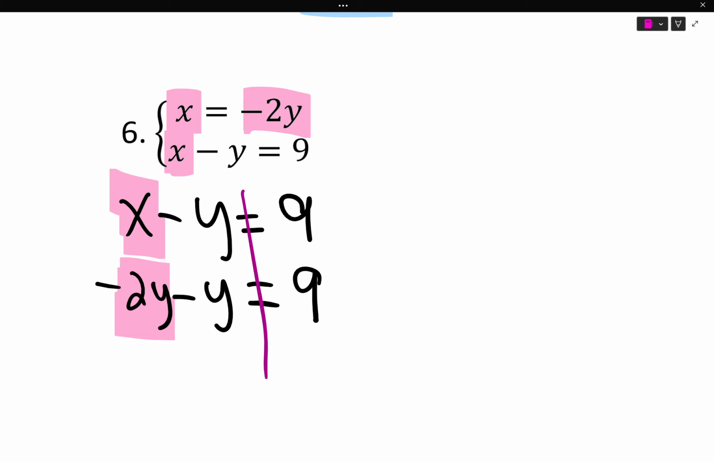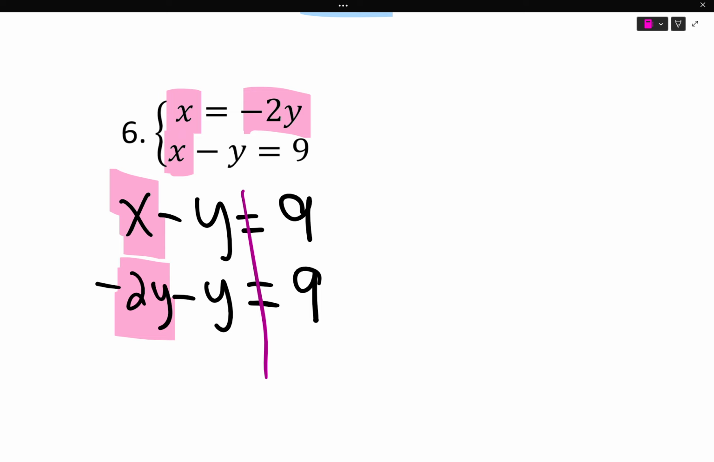Now, I had some students in class ask me, why didn't you put parentheses around the negative 2y? The reason is x has a 1 in front of it. And when we multiply anything by 1, it doesn't change. So we don't really need to write the parentheses because we don't really need to multiply.